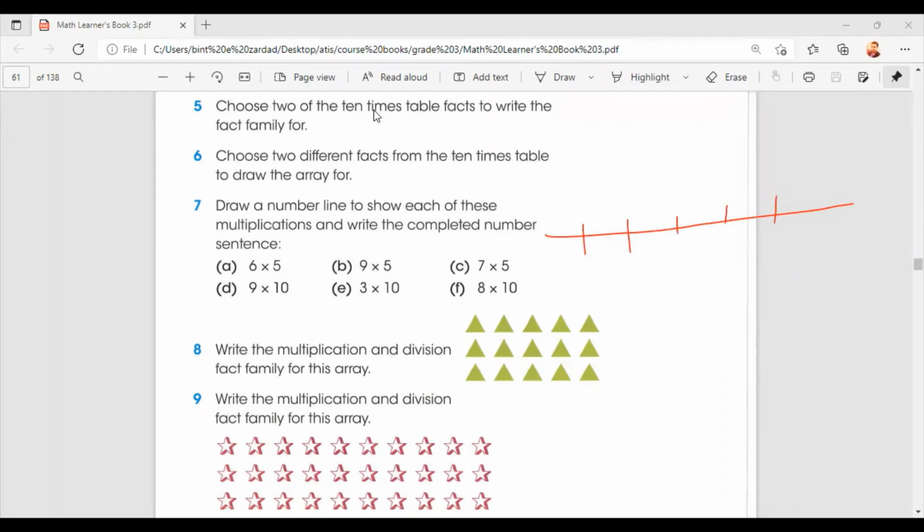6 times 1 is 6, 6 times 2. We are using multiples of 5: 5 1 time is 5, 2 times is 10, 3 times 15, 20, 25 and 30. We need to complete this line and show it like this. For 5 multiplied by 6: 1 time, 2 times, 3 times, 4 times, 5 times, and 6 times 5 is 30. Like this we need to draw the line.